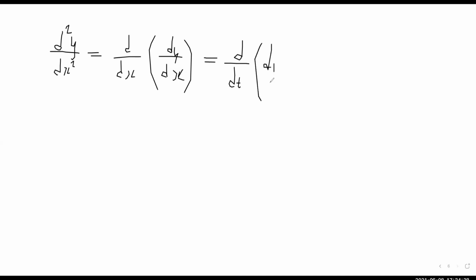But then we have to multiply it by dt/dx. You're going to see why. I'm going to make it make sense when I write it out. It's d/dt of dy/dx, multiplied by dt/dx. All right, I'm going to make it make sense. I'm going to show you what happens. Now look right here, dt/dx.